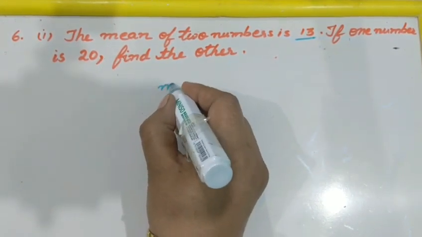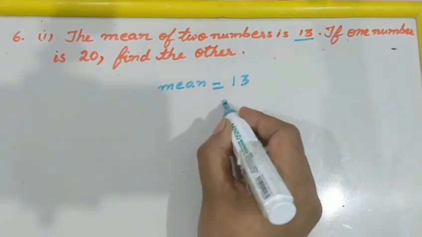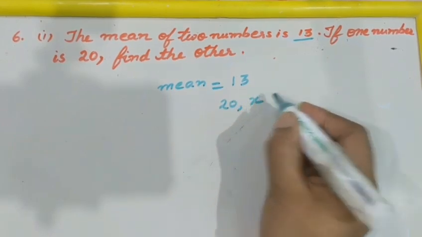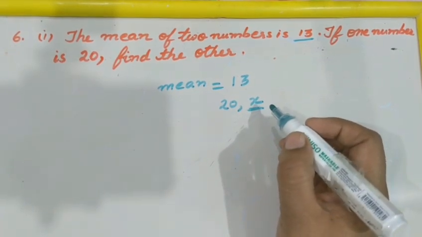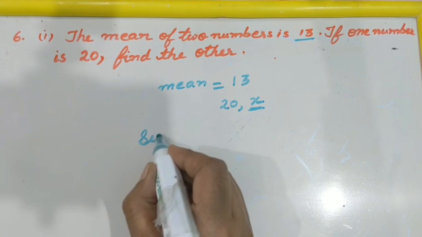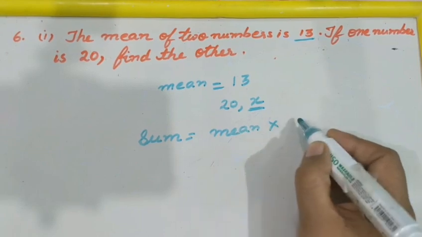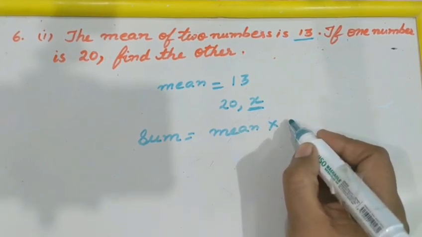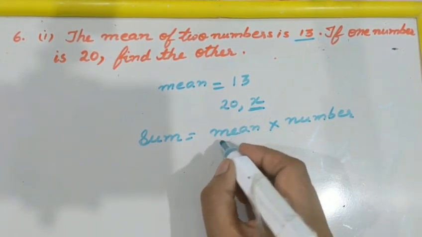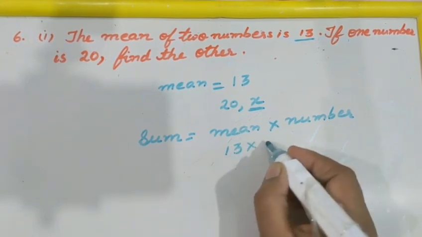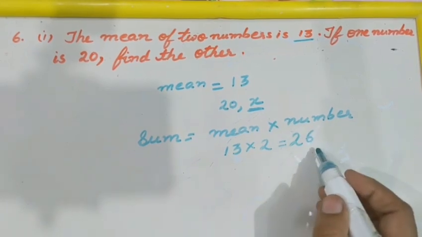First you are given the mean equals to 13. One observation is 20 and let the next observation be x. Question is find the value of this missing observation. So how will you start? First let us find the sum of observation. Sum of observation equals to mean into number of observations. Number of observations are 2. So let's substitute the value. Mean is 13 into 2. So 13 into 2 is 26. Till here any doubt?